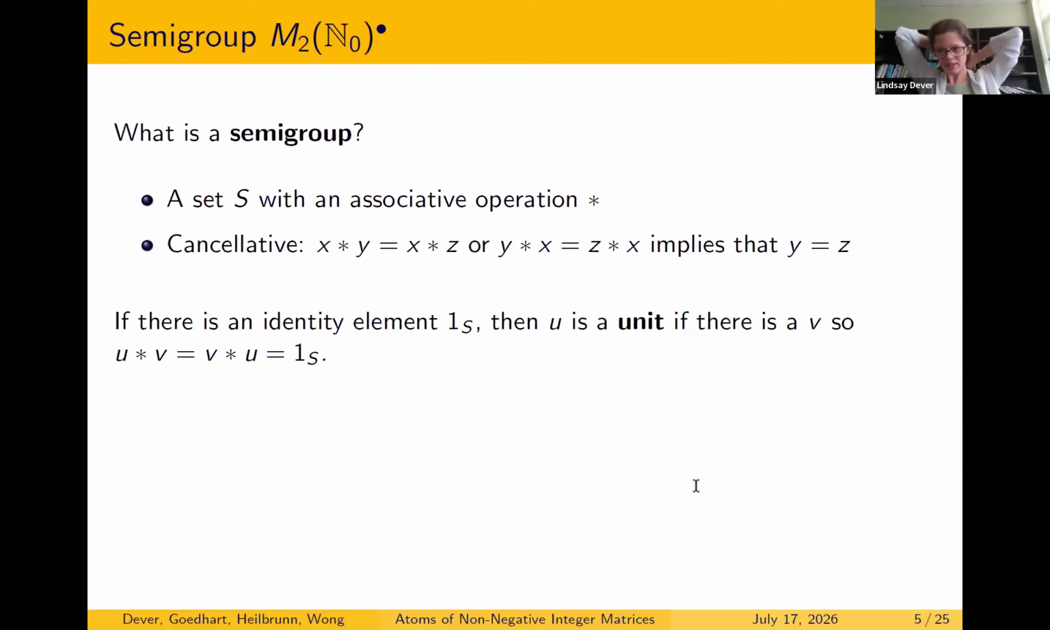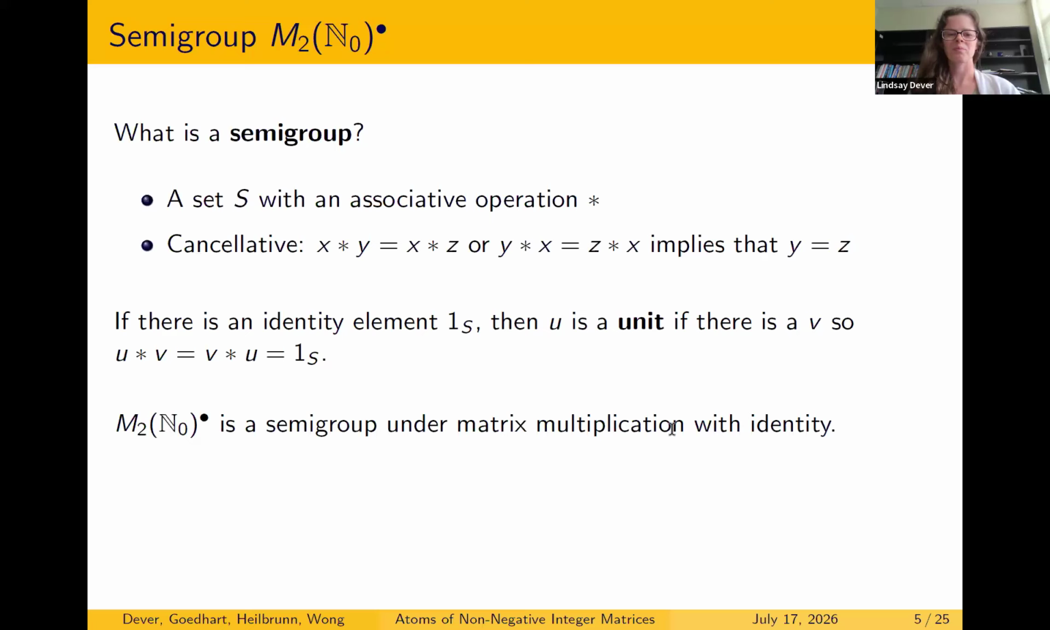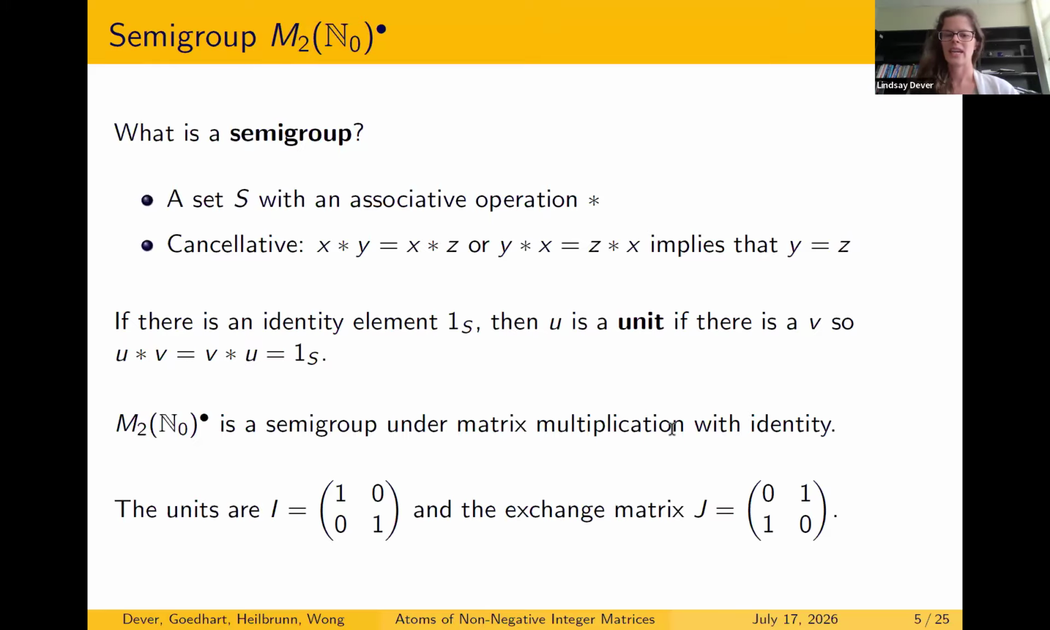Okay. So let's talk a little bit about the math. So first of all, we have a semigroup. So a semigroup is a set with an associative operation that is also cancellative. In our setting, we do have an identity element, so we can talk about units. So units are just our elements that have inverses. So our non-negative integer matrices with determinant not 0 form a semigroup with identity. And our units are the identity element or the exchange matrix, 0, 1, 1, 0, which exchanges the rows or columns.